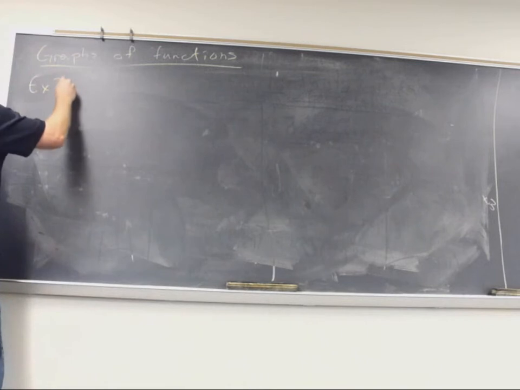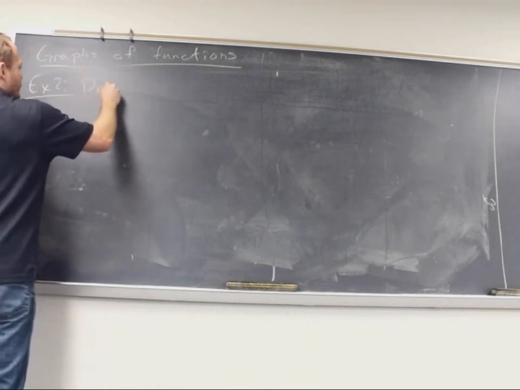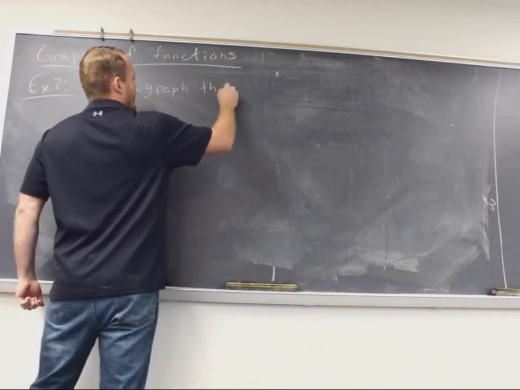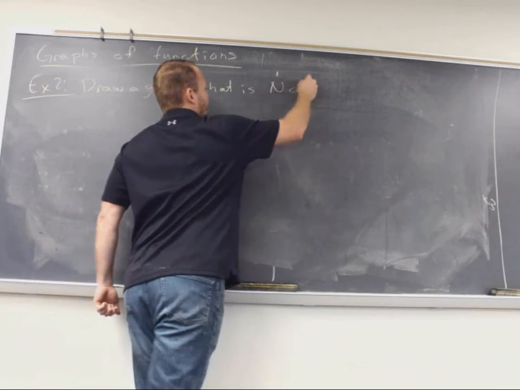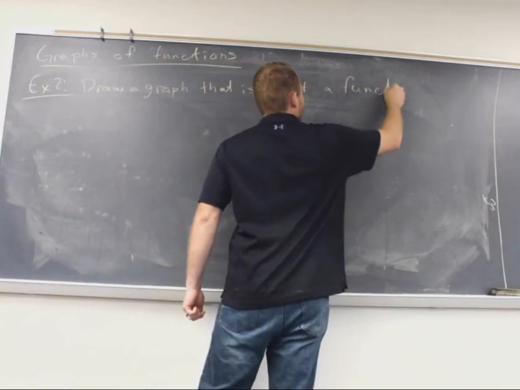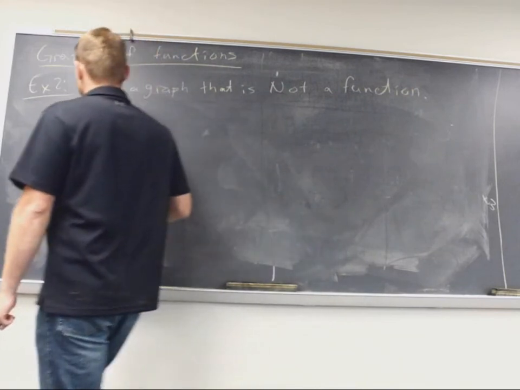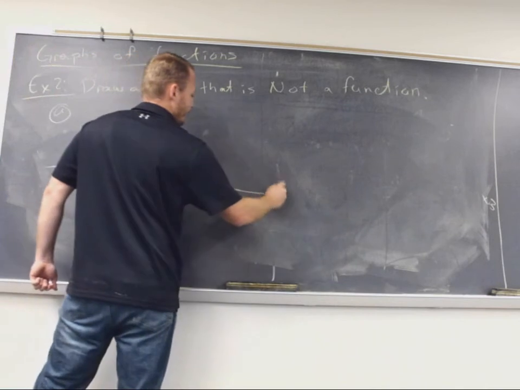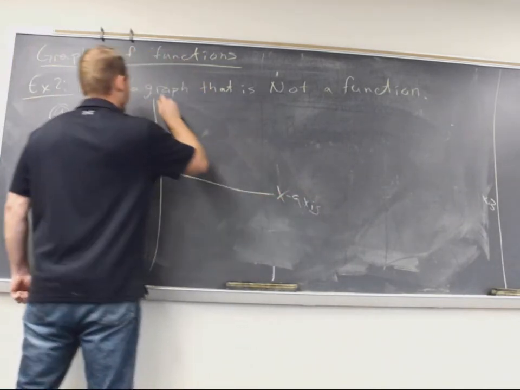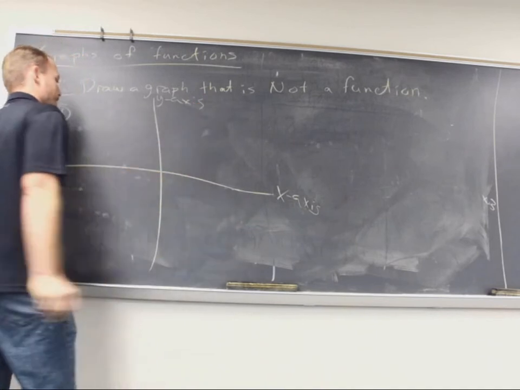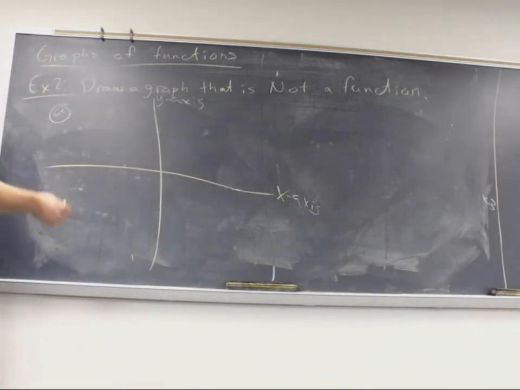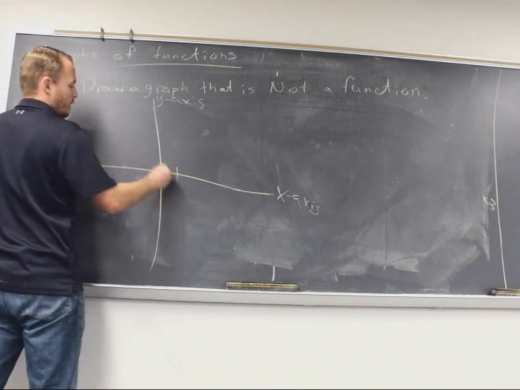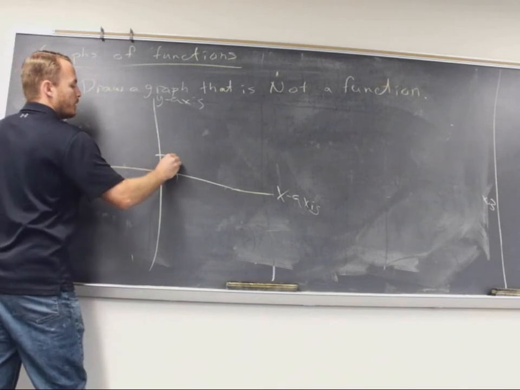Example 2. Draw a graph that is not a function. Call this part A, x-axis, y-axis. All right, so let's just pick a point here. We'll call it 0, 0 as our first point. And then let's get 1, 1 as another point.